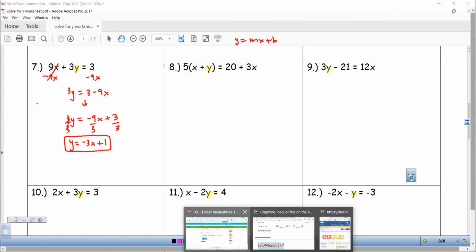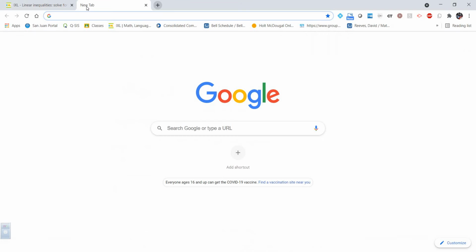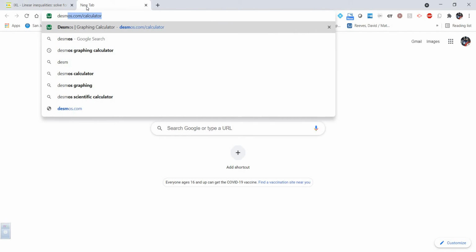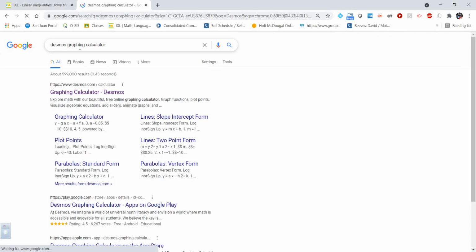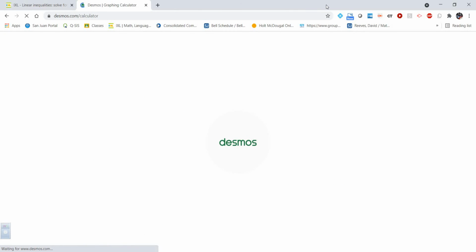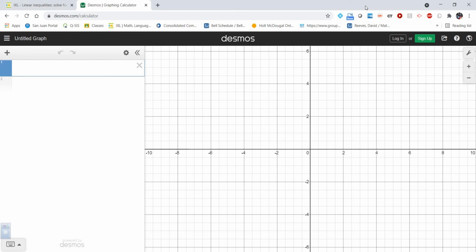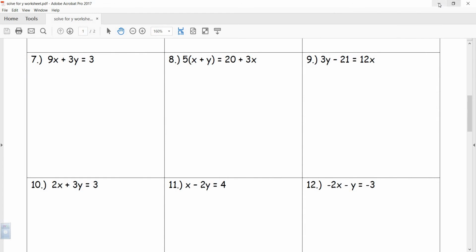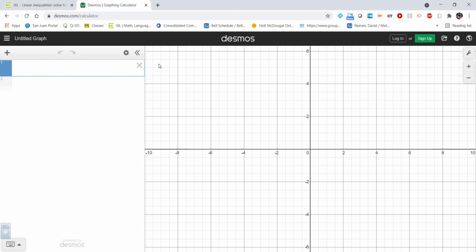All right, so I should have done this earlier. I'm going to do this real quick. I'm going to pull up my Desmos graphing calculator because I want to show you how if I graph those two things, I'm going to get the same thing. So our first equation that we had was 9x plus 3y equals 3. So I'm going to go ahead and type that in. 9x plus 3y equals 3.